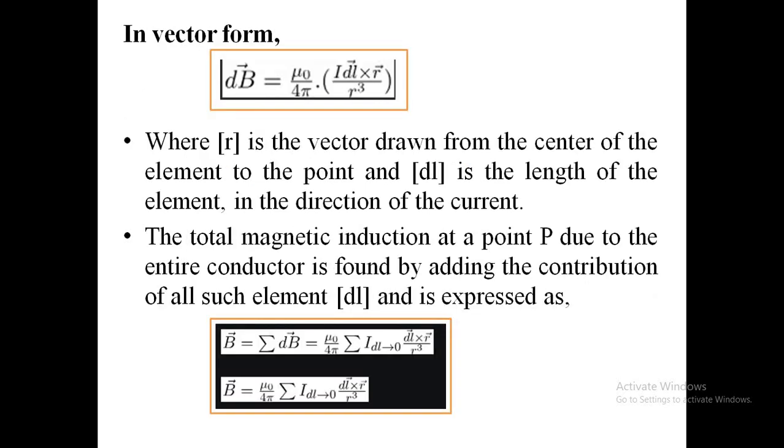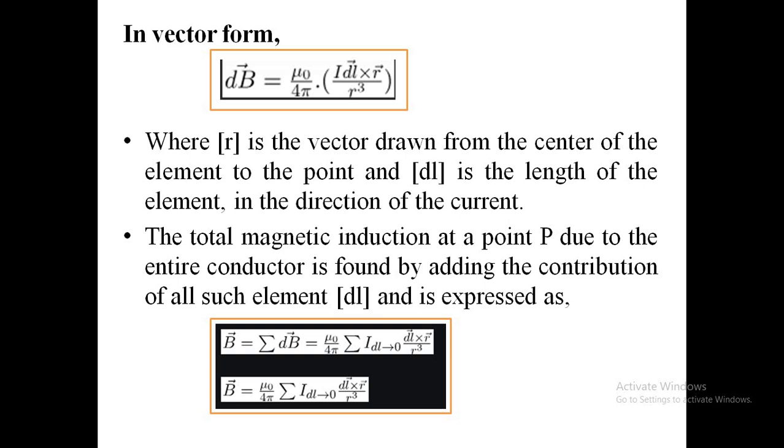In vector form, we can write the above equation as dB vector is equal to mu naught by 4 pi I dl vector cross r vector divided by r cube, where r is the vector drawn from the center of the element to the point and dl is the length of the element in the direction of the current.